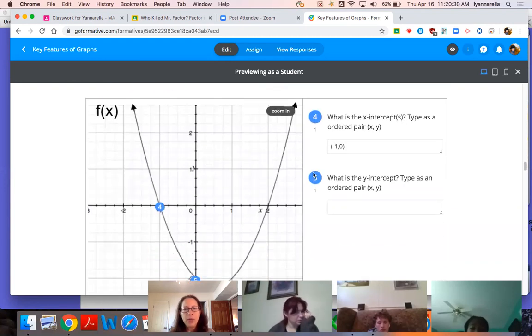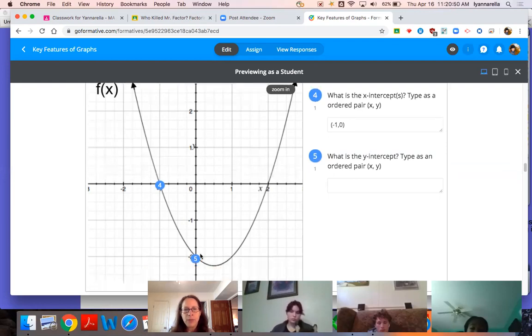Then for this one, it asks you to write the ordered pair for the x-intercepts and the y-intercepts. And don't forget to put it as a parenthesis, a number, comma, a number, close parentheses. So if they say, what are the x-intercepts? I actually see 2, one here and one here. You need 2 ordered pairs separated by a comma.